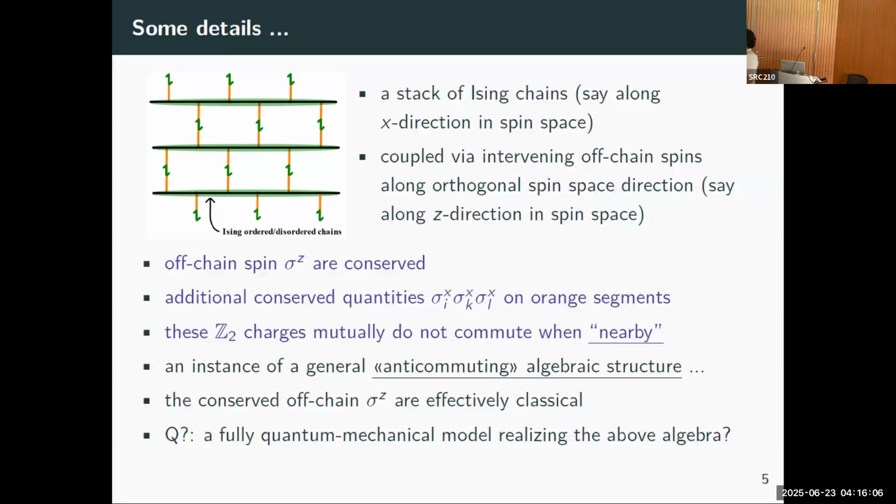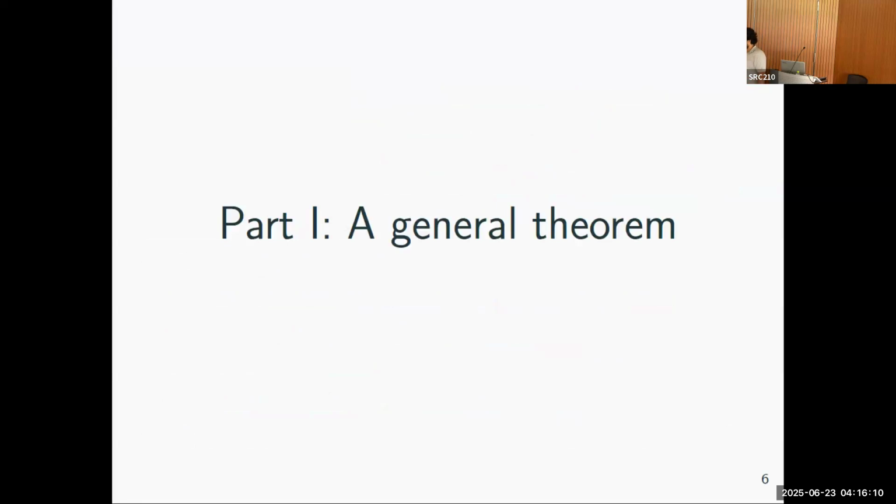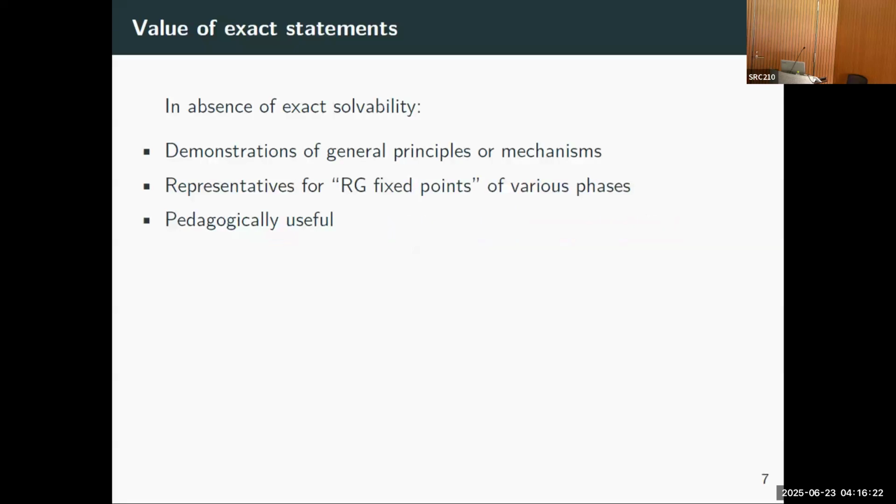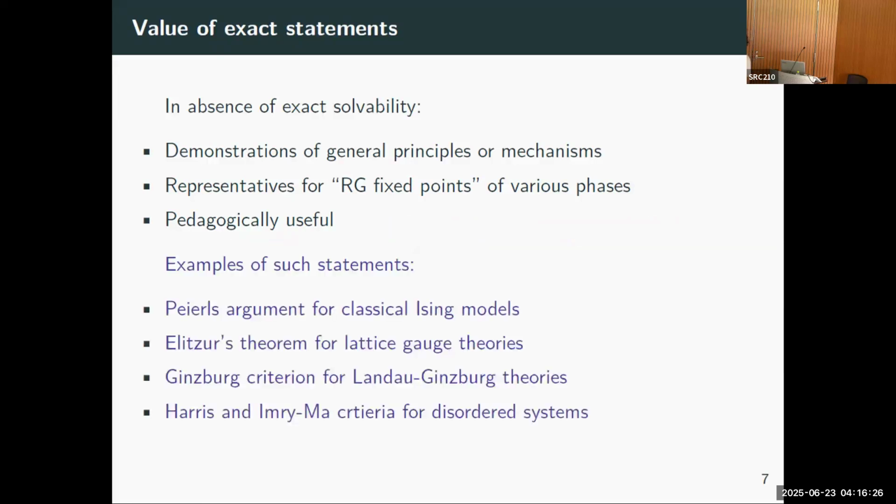So the question is, how do you make this fully quantum mechanical? And this brings us to the first case. Of course, you are motivated by considering a model, but there's a general structure. This spin liquidity is actually somewhat general. So before I show the model, I would like to make the general statement.